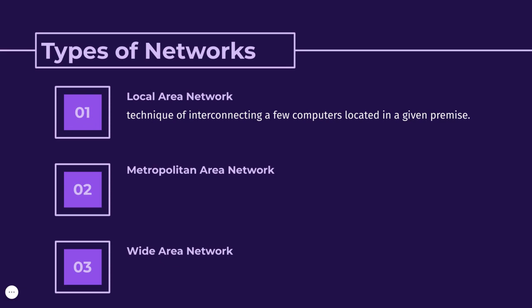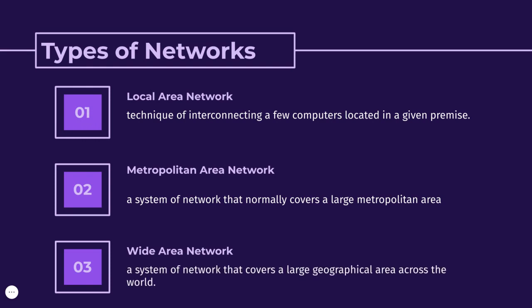A metropolitan area network, or MAN, is a system of network that normally covers a large metropolitan area. It provides high-speed internet services throughout the area covered within the network. A wide area network, or WAN, is a system of network that covers a large geographical area across the world. The services of WAN can be provided by both public/governmental agencies as well as private agencies. The network also provides the facility to access databases located remotely.